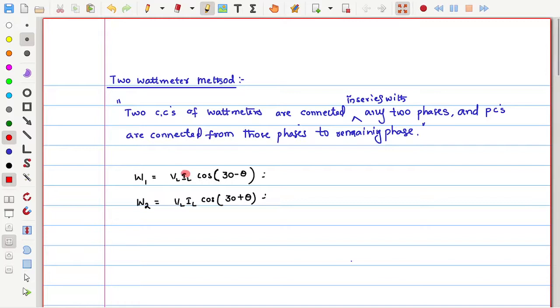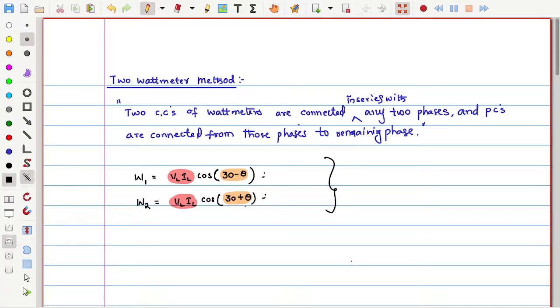So just try to have a general understanding that in the two wattmeter method, the magnitude for each wattmeter is VL IL, and the important factor is that one of the wattmeters will read cos of 30 minus theta, and the other will definitely read cos of 30 plus theta. Even if you don't remember the entire formulas or diagram, the better way to remember this is in a simple manner: the magnitudes are the same for each wattmeter as VL IL, and one has cos of 30 minus theta, another cos of 30 plus theta, that's all.